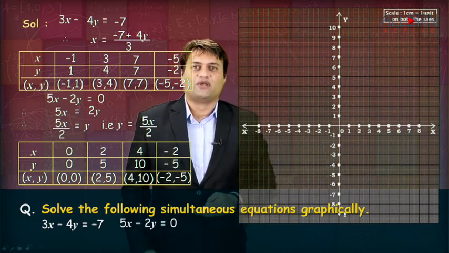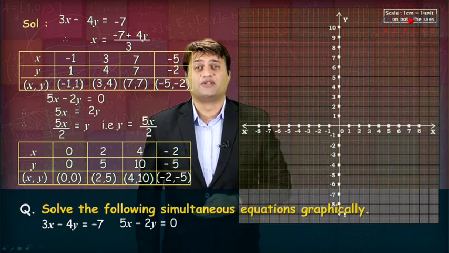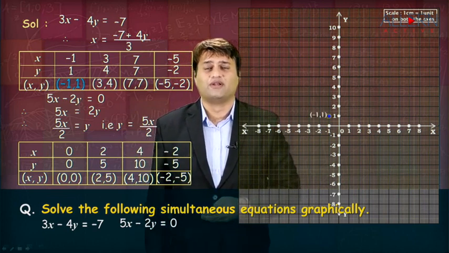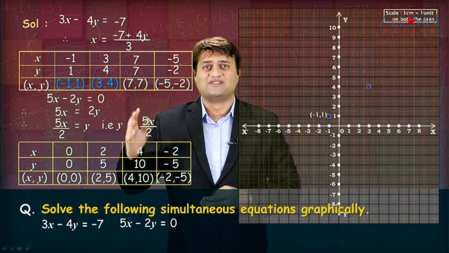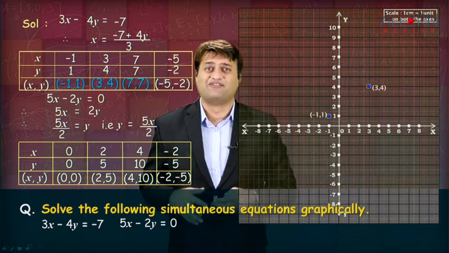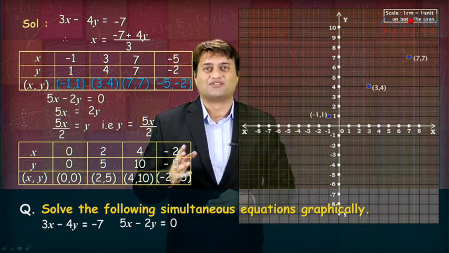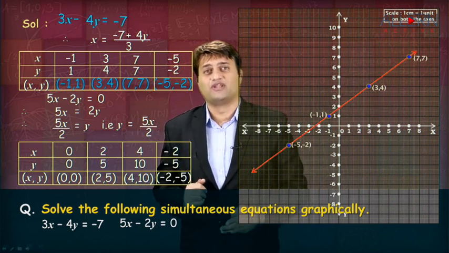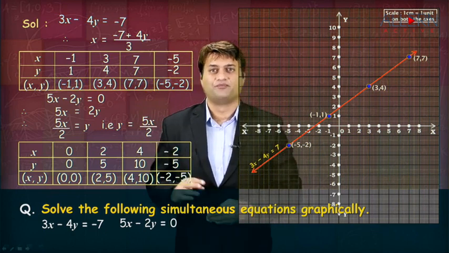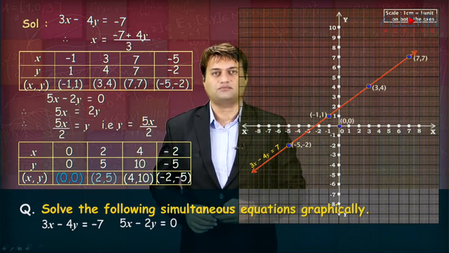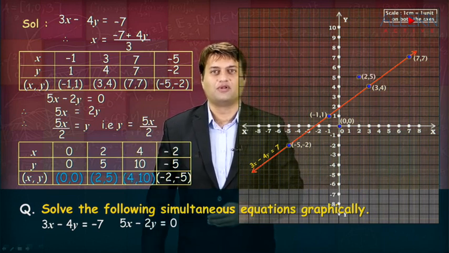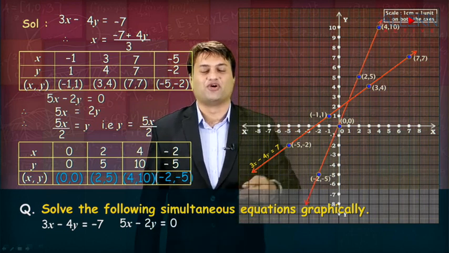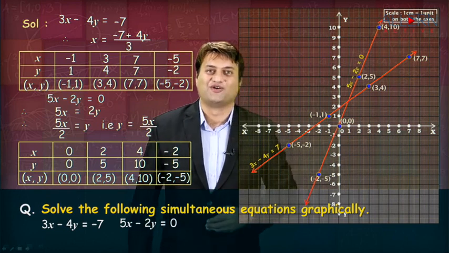Now let's plot the points from the first table. The first point is minus 1 comma 1. Minus 1 comma 1 is in the second quadrant. 3 comma 4 is in the first quadrant. 7 comma 7 is in the first quadrant. Minus 5 comma minus 2 is in the third quadrant. All the 4 points are collinear. Join them. Don't forget to write the equation on it. Then plot 0 comma 0, 2 comma 5, 4 comma 10 and minus 2 comma minus 5. Join them. Don't forget to write the equation on it.